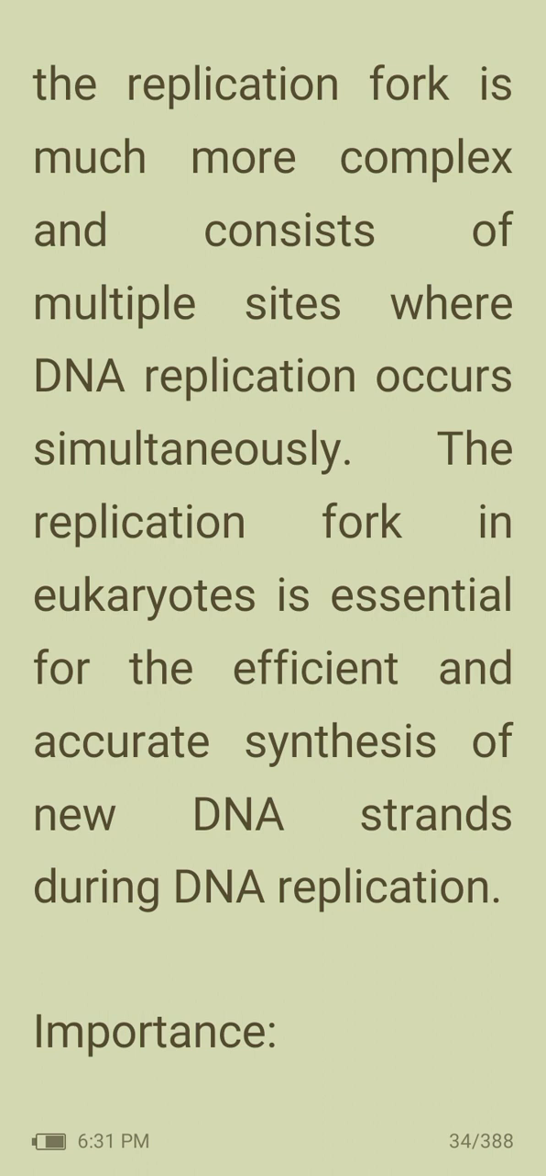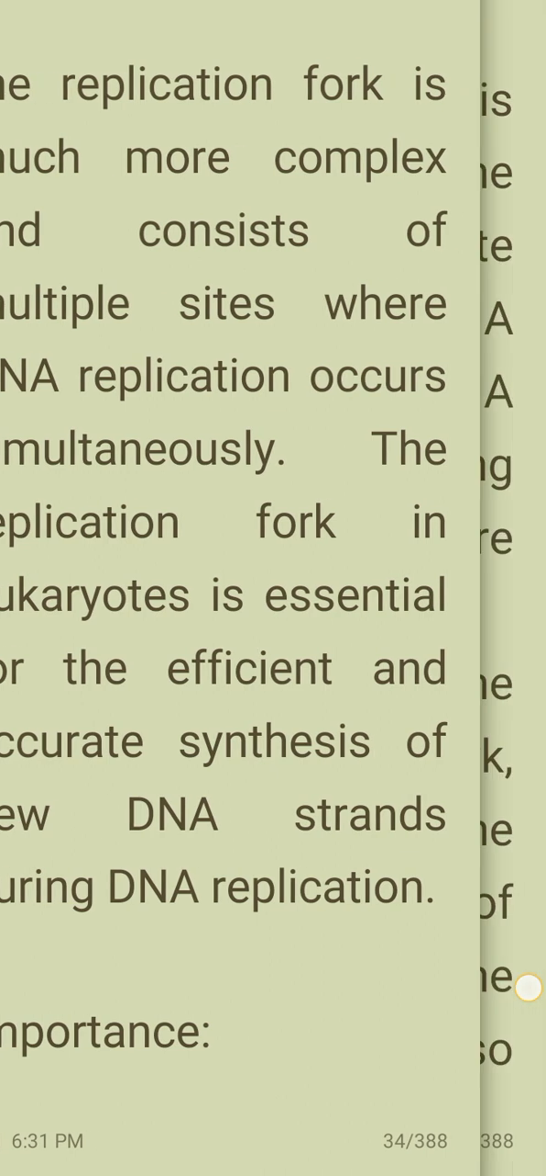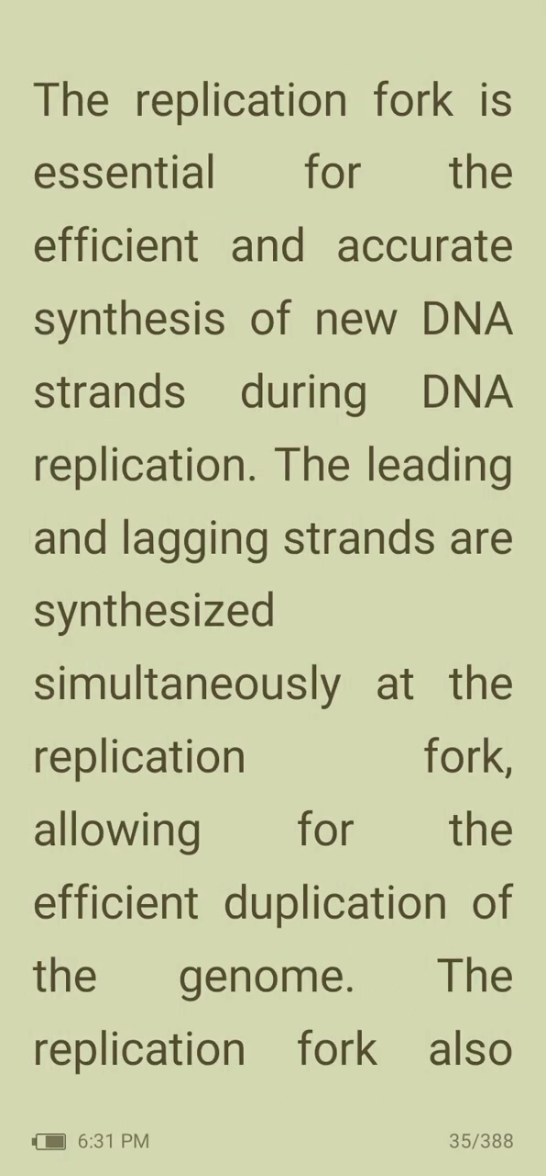The replication fork in eukaryotes is essential for the efficient and accurate synthesis of new DNA strands during DNA replication. So, what is the importance? The leading and lagging strands are synthesized simultaneously at the replication fork, allowing for the efficient duplication of the genome.